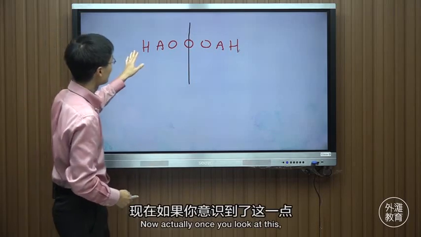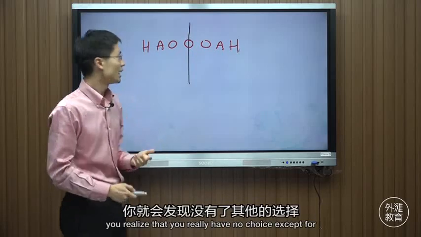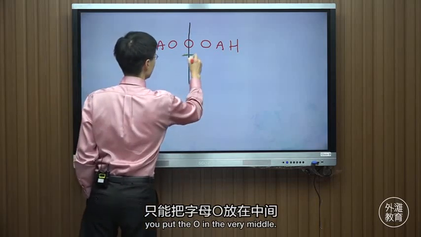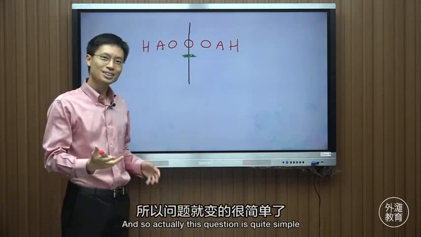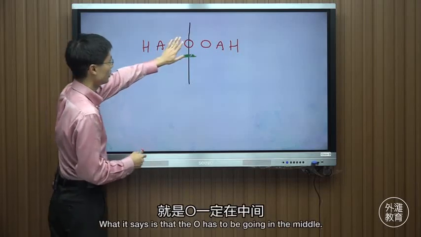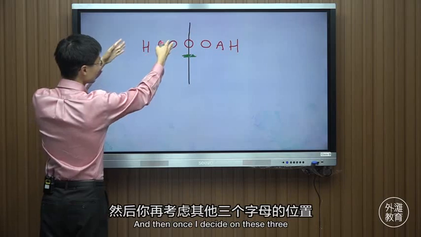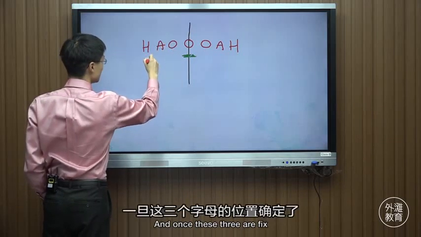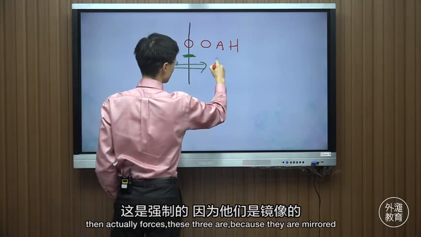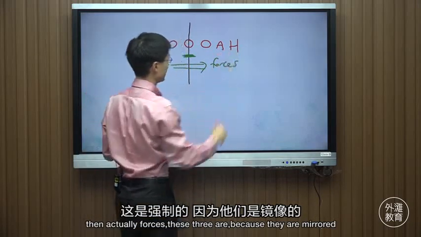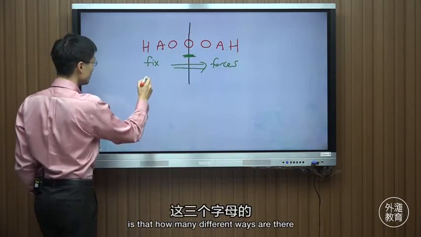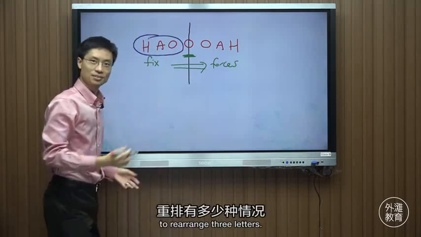Now, actually, once you look at this, you realize that you really have no choice except to put the O in the very middle. And so actually this question is quite simple once you understand what it says. The O has to go in the middle, and then once I decide on these three, once these three are fixed, that actually forces what these three are, because it's the mirror. So the only thing I need to ask myself is how many different ways there are to rearrange three letters.